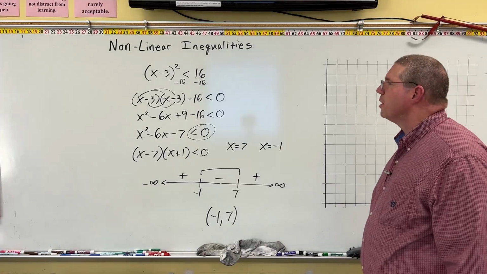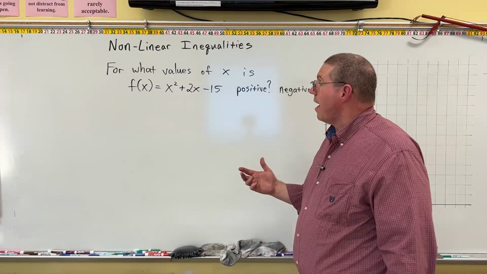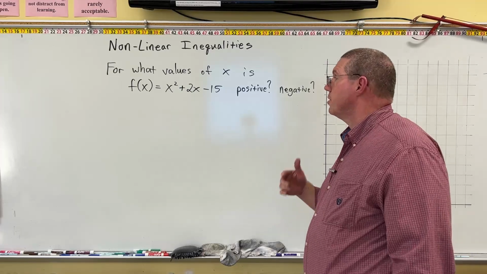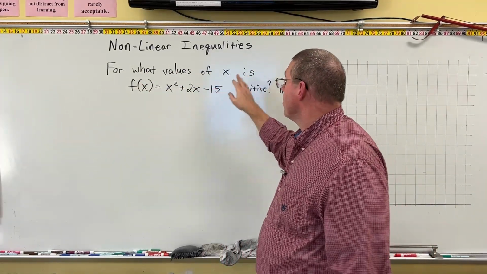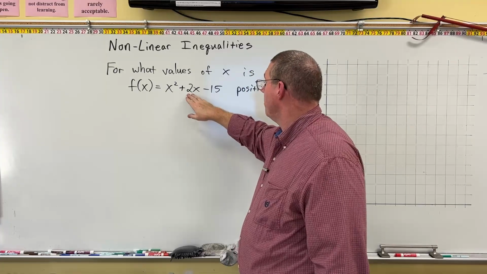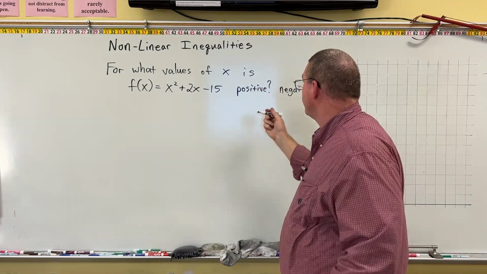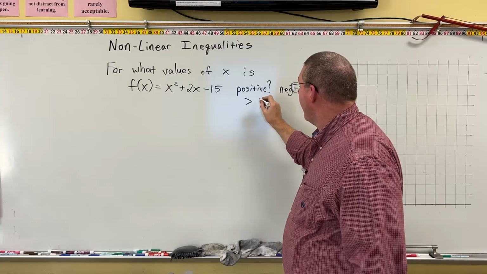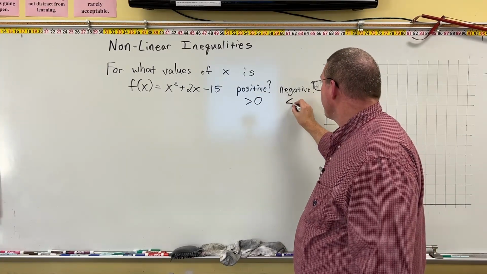Okay? I think we can do just one more example. This question is asking the exact same thing, it's just saying it in different words. It says, for what values of x is the function x squared plus 2x minus 15 positive? Positive just simply means greater than 0. And then it wants to know where is it negative, and that means less than 0.